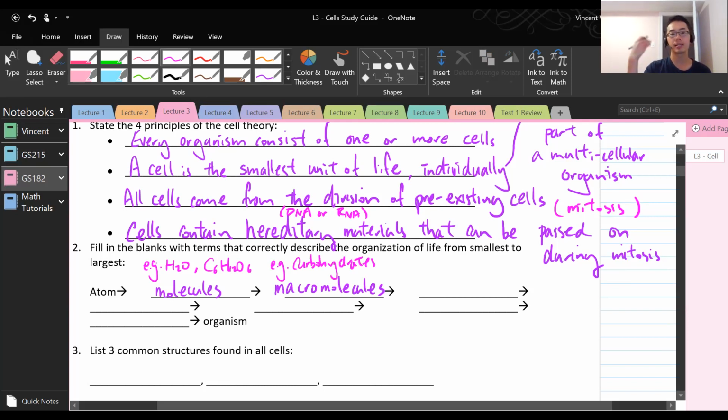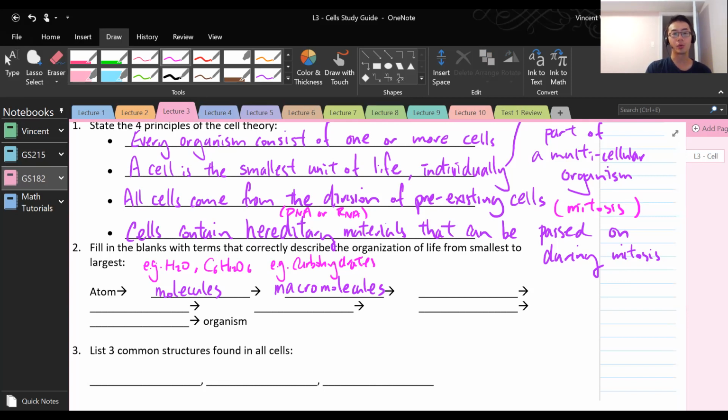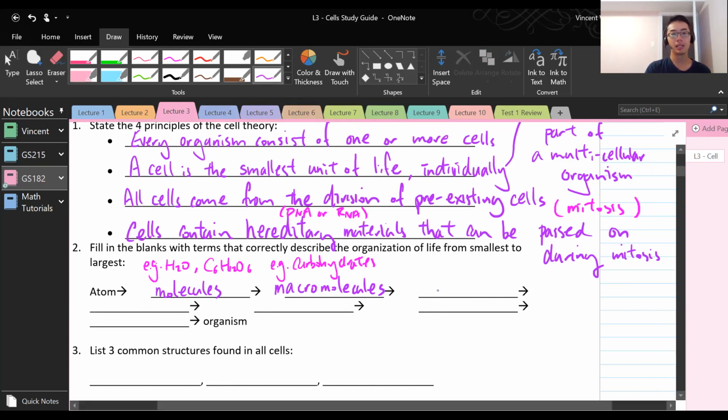And of course, we have things like carbohydrates, right? Lipids, proteins, and nucleic acids. Those are macromolecules, right? Okay, what is next? Well, the macromolecules can actually form various structures as well. And in relation to what we're learning today, the next level up would be these organelles.